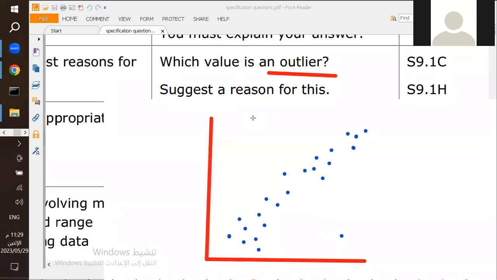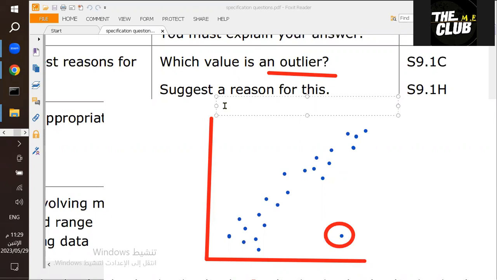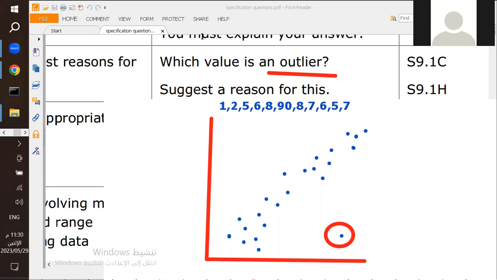It's the ones that don't go with the line. Which one is that? The one on there. This one. Yeah. What's the meaning of outlier data? And how can you find it? For example, if I give you data like this, 1, 2, 5, 6, 8, 90. Which one is an outlier? 90, it's obvious, right? Because outliers means extreme data.